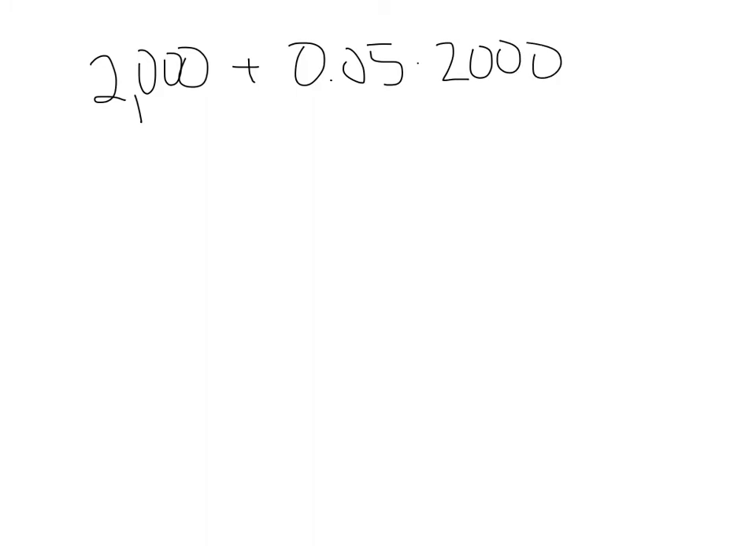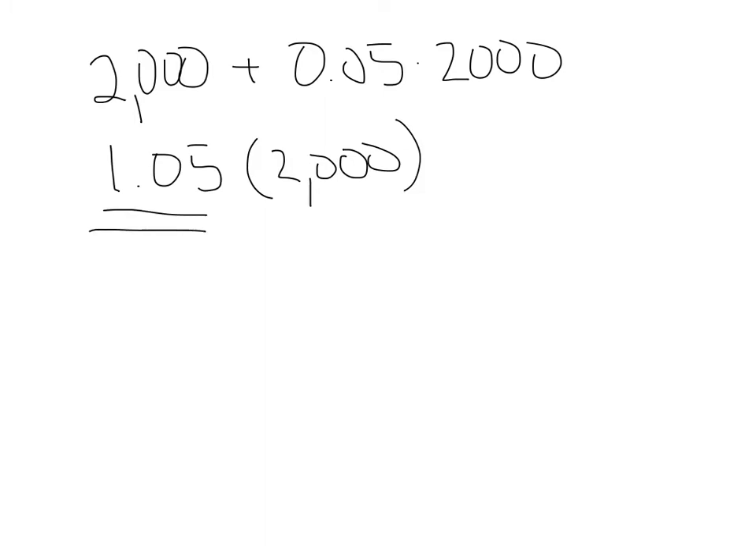Well, $2,000 plus 5% of $2,000 is actually 105% of $2,000. You could view this as distributive property, where you take 100% plus 5% and get 105%, represented by 1.05, as we've done here, of $2,000. If you do this multiplication, you of course get $2,100, which is what we got after 1 year before.